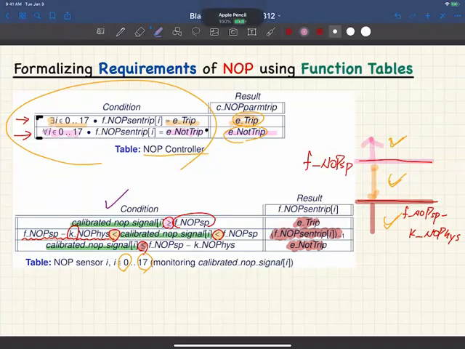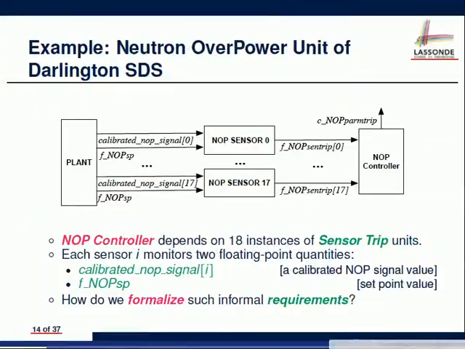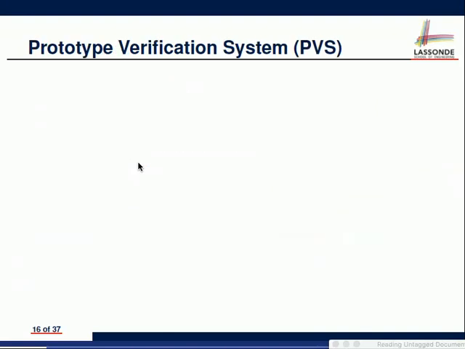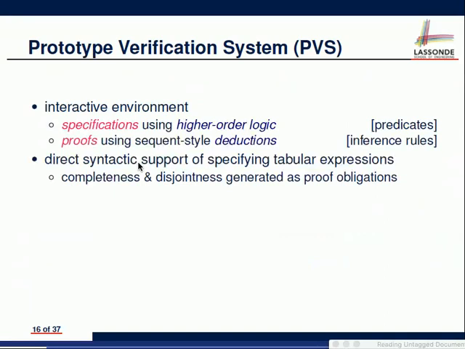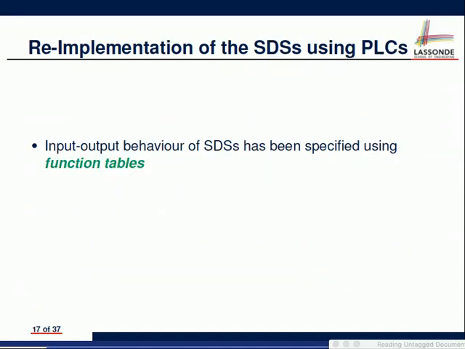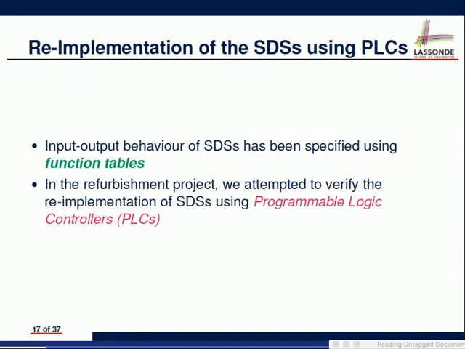After this, I'm going to look at a little bit more on the slides. That's exactly what you see eventually. PVS, you all know about PVS. You can write specifications, you can write proofs, and they have direct support for the tables, right? They can also generate the type correctness conditions for disjointness and completeness. Okay, we're going to see PLCs now.